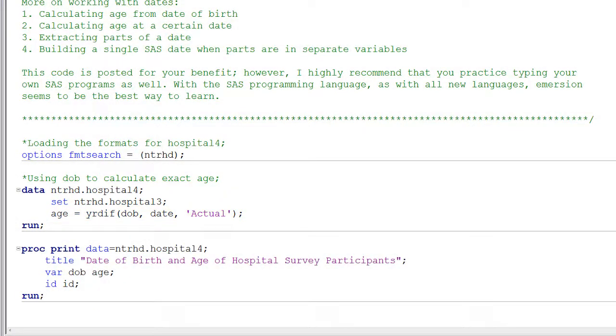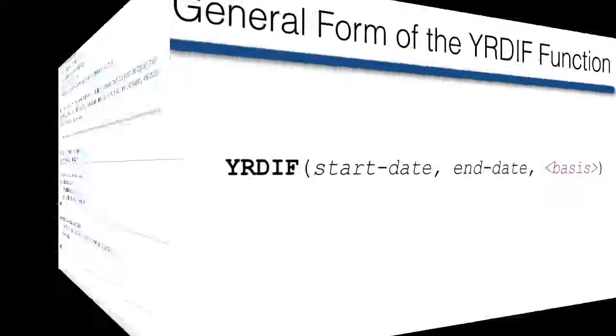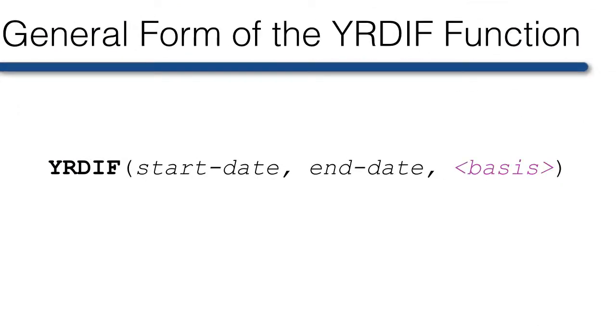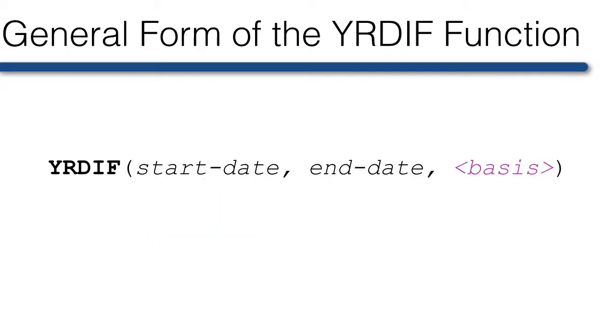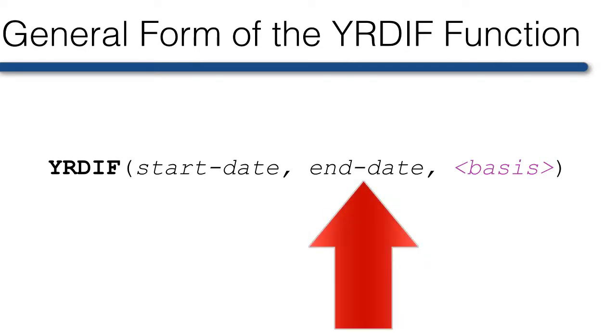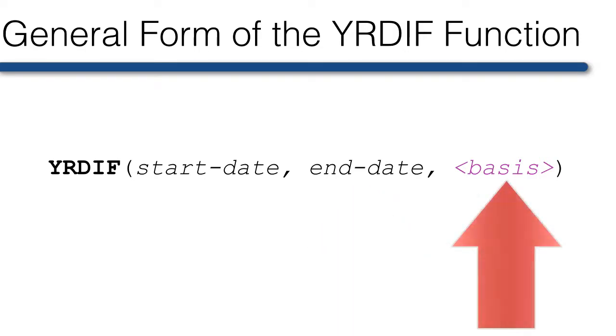As you can see, we aren't entering values for age. We are calculating age by feeding SAS two existing variables, DOB and date, and telling SAS to perform the yearDiff function. The general form of the yearDiff function is the SAS keyword yearDiff followed by parentheses. Inside the parentheses are three positions separated by commas. In the first position, you should type the name of the variable that contains the start date for your calculation of interest. In the second position, you should type the name of the end date for your calculation of interest. And finally, in the third position, in quotes, is a keyword that tells SAS how to calculate the date difference.